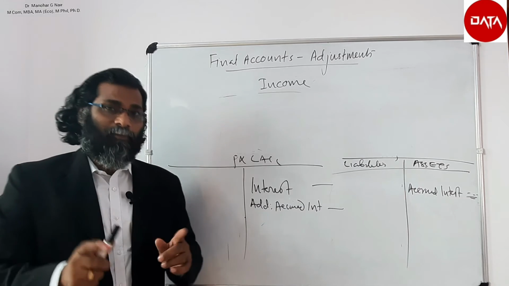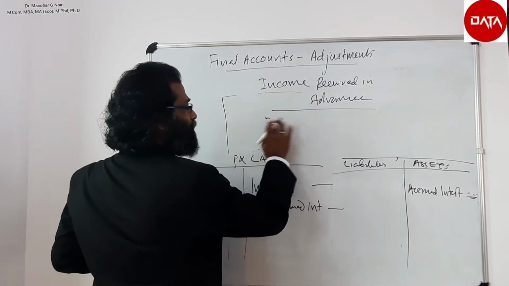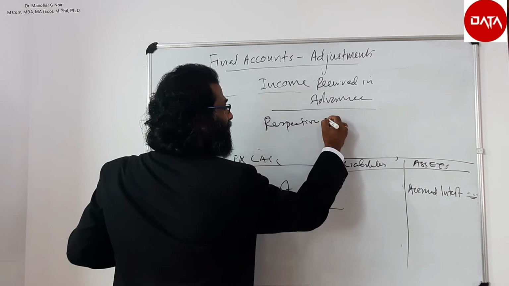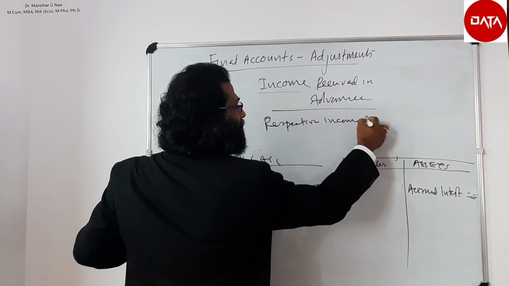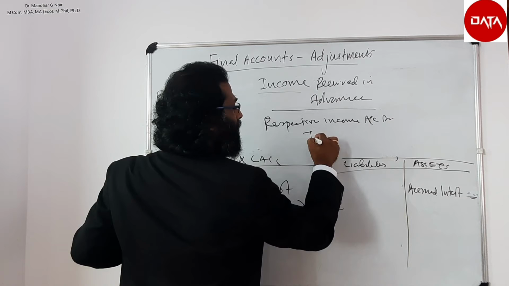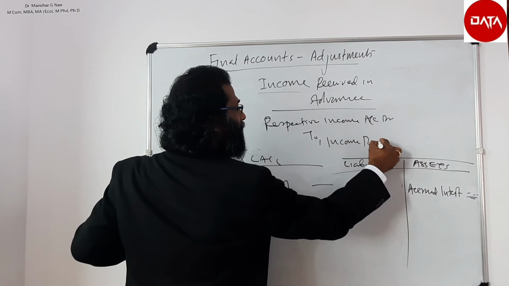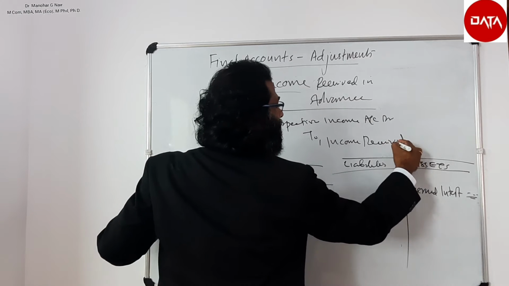Next is income received in advance. Respective income account debit to income received in advance.